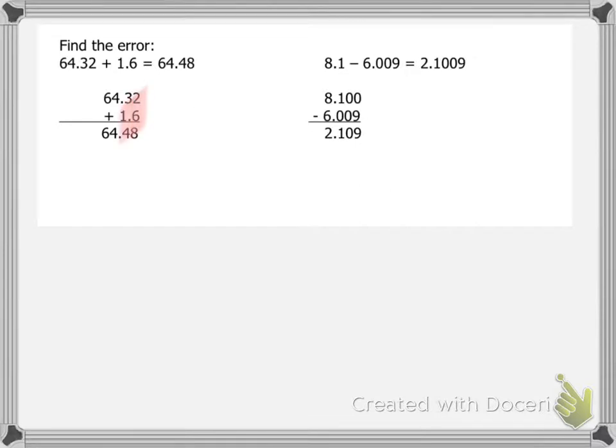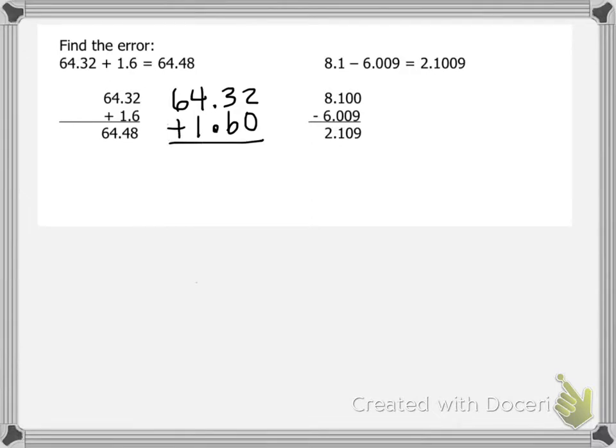But I notice they did not line their decimal place values up, or their place values in general. So I'm going to rewrite the problem again. We have 64 and 32 hundredths. The 1 should go right underneath the 4. Both of those are in the ones place. And then the 6 should go right underneath the 3. Both of those are in the tenths place.